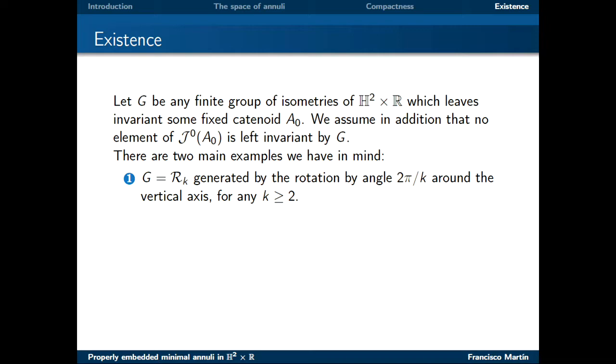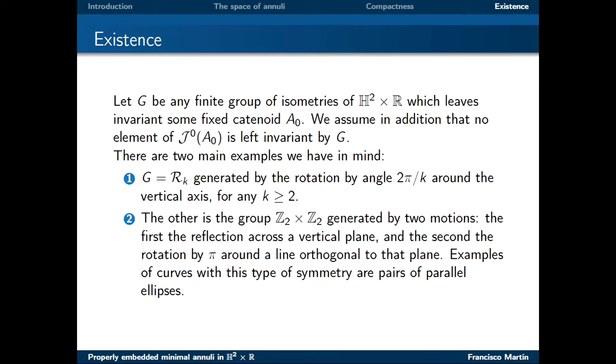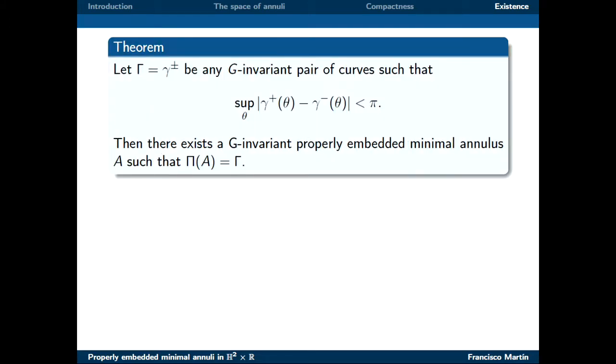And so the two kinds of examples of groups that we have in mind are this one, which is the most interesting, rotations around a vertical axis, or this C2 times C2 generated by two motions, a reflection across a vertical plane and a rotation around a horizontal line. So then what we can prove is that for any G invariant curve, you can have a G invariant annulus spanned by this curve.